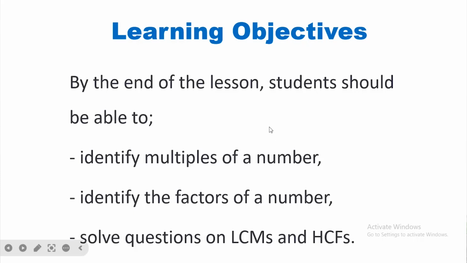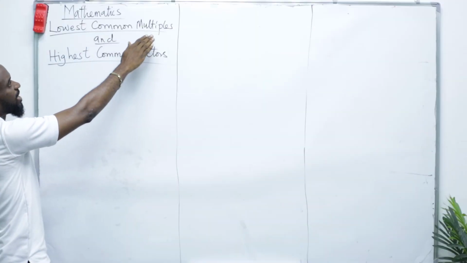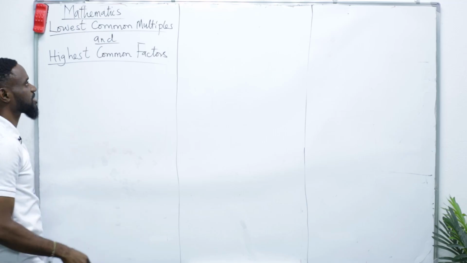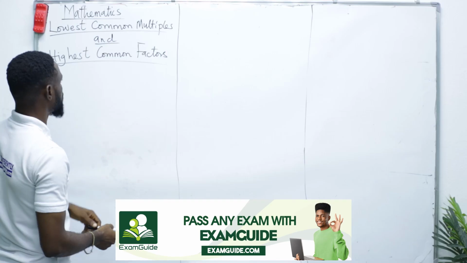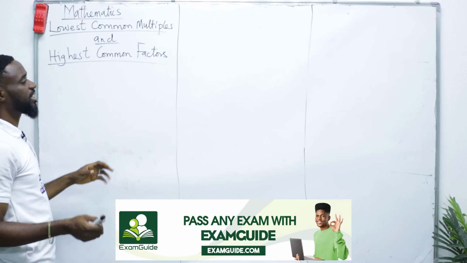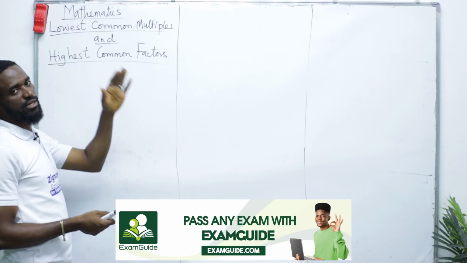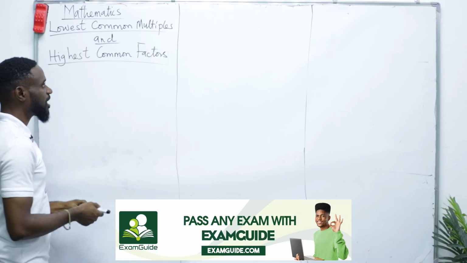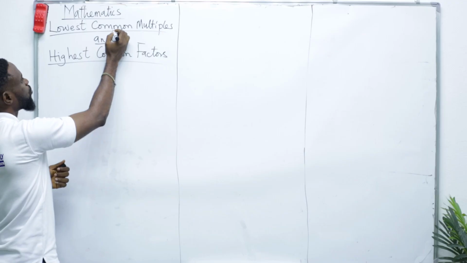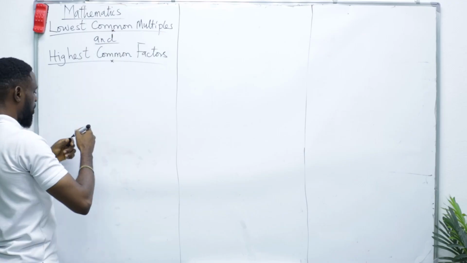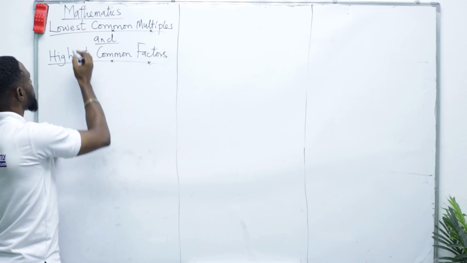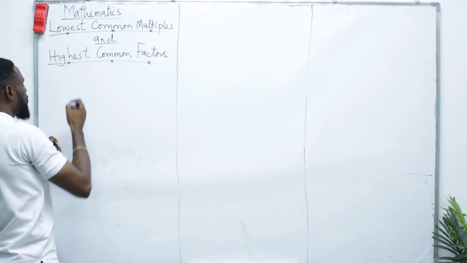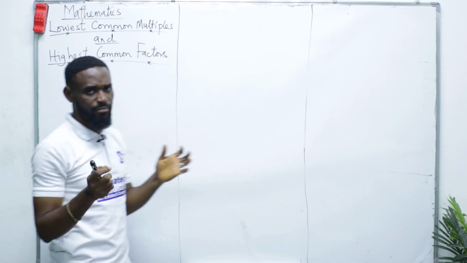On the board here, LCM simply means lowest common multiple. HCF means highest common factors. Here we have two words, common and common. But here we have multiples and factors. Here we have lowest and here we have highest. So we have a lot of terms to learn.